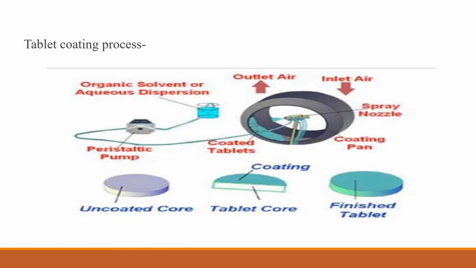Next, coming to the tablet coating process. This is the diagram that explains it. First is the uncoated core, then the coating pan, then a peristaltic pump, then the organic solvent or aqueous dispersion is passed through it, then the inlet air and outlet air. Some air pressure is generated, and then the coating is done to the tablet core.